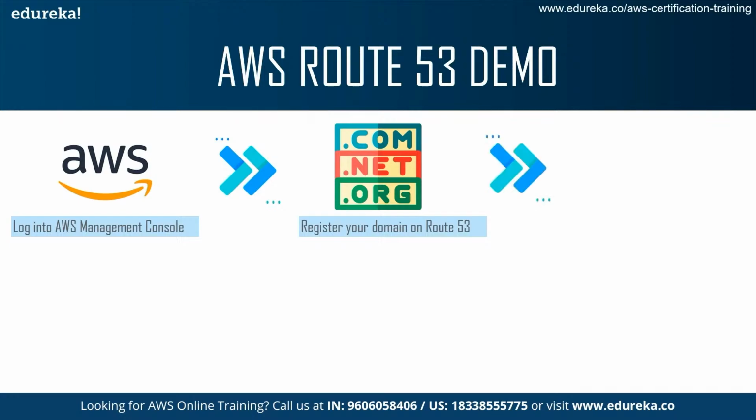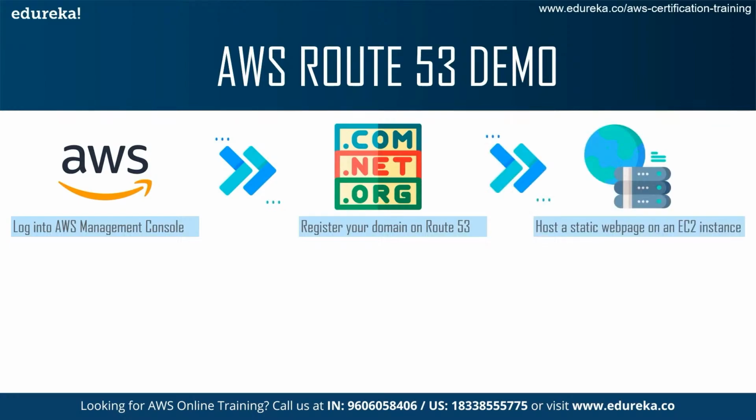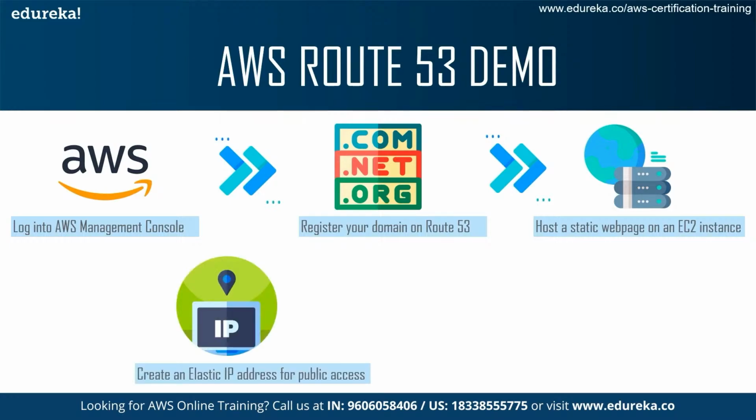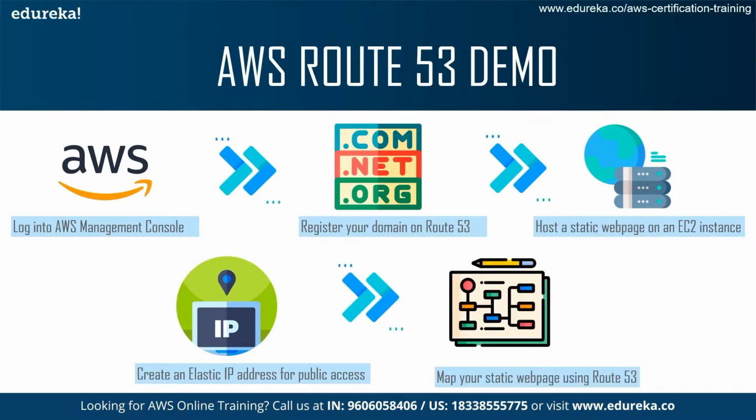Then we can basically host a static web page on an EC2 instance that you have, like a T2 micro for Ubuntu, and then use Putty to access the instance that you created on EC2. And then you basically create an elastic IP address for the public to access your domain. And finally, you map your web page using Route 53, right? So this is in short how Route 53 works, as we saw.